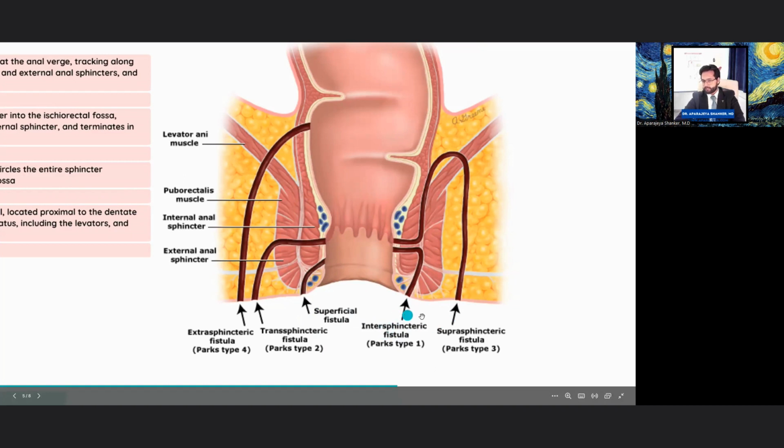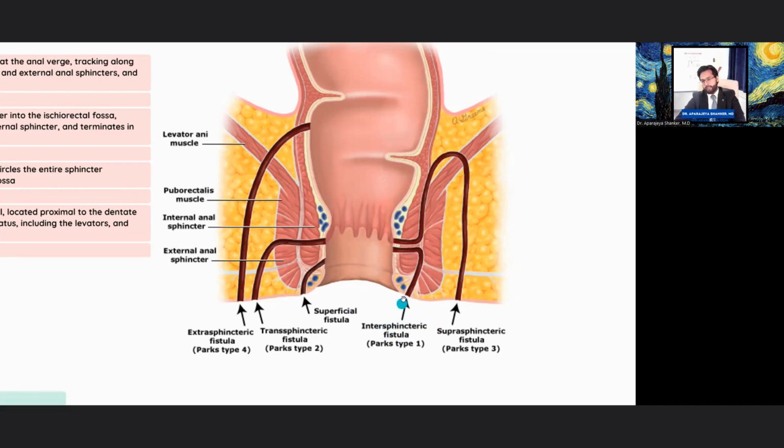You have fistula Parks type 1, which is intersphincteric. And what happens is that the external opening is here, and it forms a canal and a communication and goes inside and opens up in the internal anal canal. So there are 2 connection points here, right? There's an entry point on the skin and an exit point in the internal anal canal, right? It is intersphincteric because it is passing through the 2 sphincters, right?